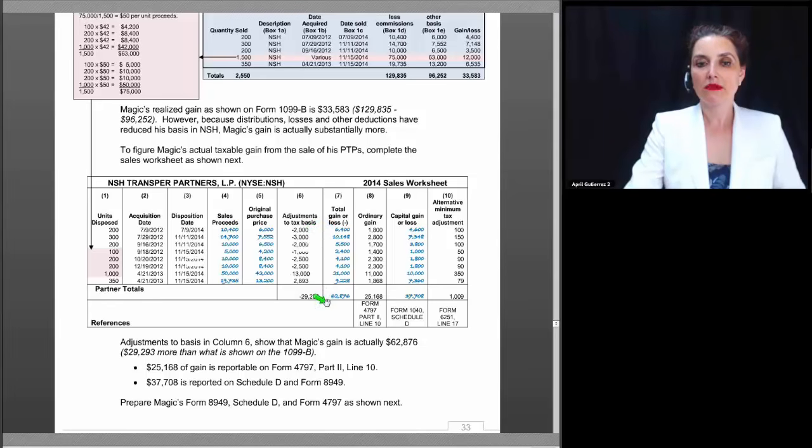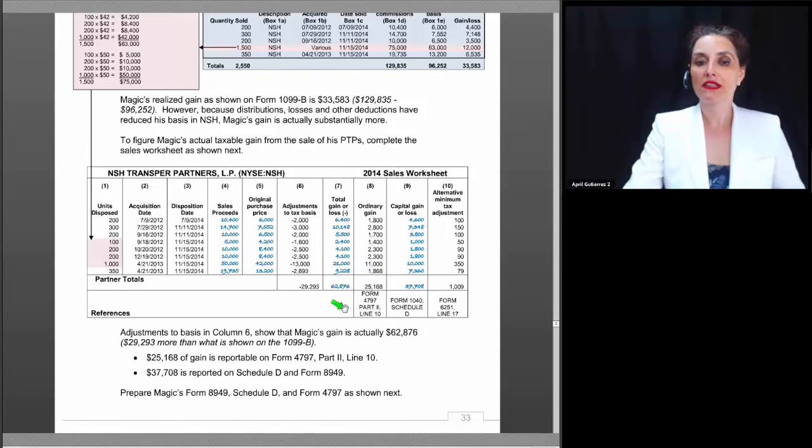So the total gain that I'm showing here is $62,876, which is much higher than the gain showing on the 1099-B. Of course, we have incorrect basis reporting all over this 1099-B, and the only way I know that is because I filled out the sales worksheet to figure that out. Now the worksheet is telling me that of the $62,876 of gain, $25,168 is ordinary gain that needs to be reported as income in Part 2 of Form 4797. And the remaining capital gain, $37,708, is going to be carried to Form 1040 after I complete Schedule D.